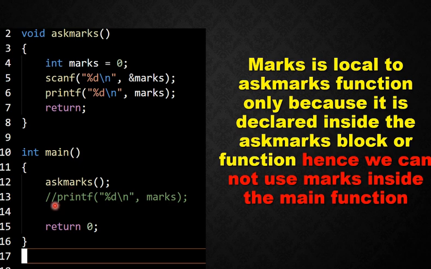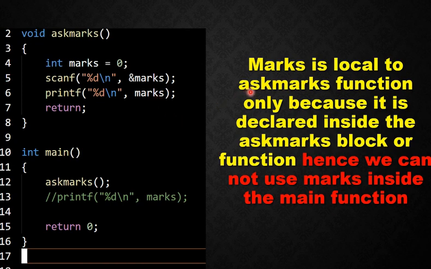Hence if you try to fetch the data outside this function, say inside the main function, then you will get an error. So this is the concept of local variables, that these variables are local to some particular function or some area up to which you can fetch the data. Okay, so this is the concept of local variables. Till now I hope you have understood this part completely.